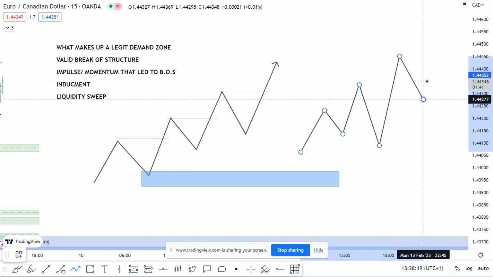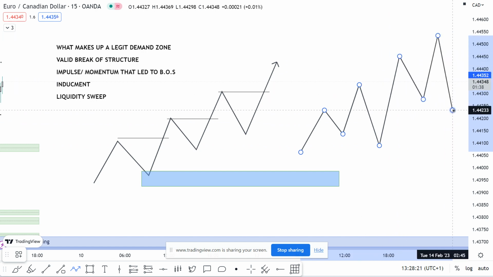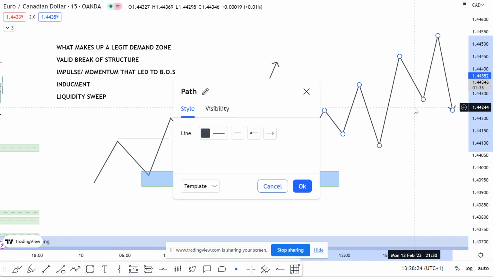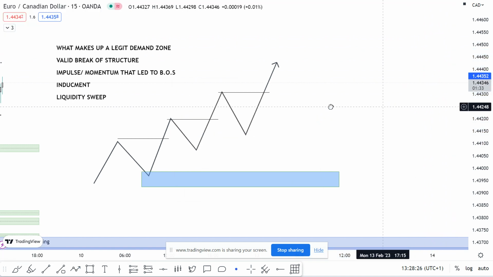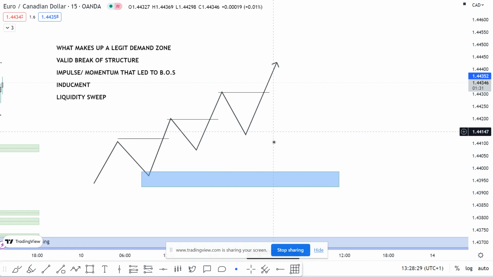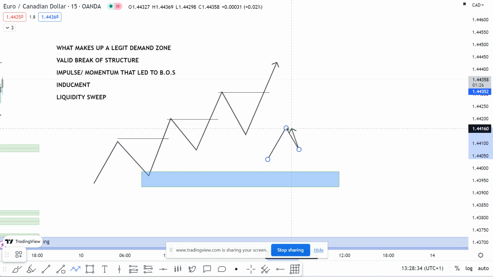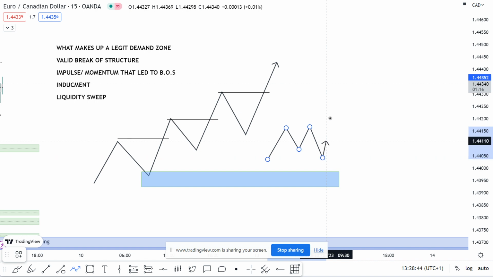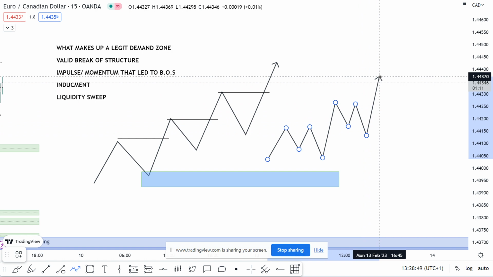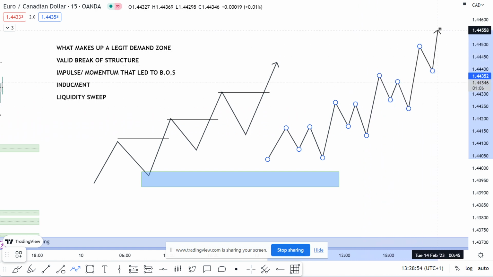I know this is going to be so confusing for a lot of you, so let me just do it again and show you guys. For you to have a legit break of structure, before it breaks this high, it must take a low out. I know you guys will be amazed to get this kind of information, but this is what we can do.